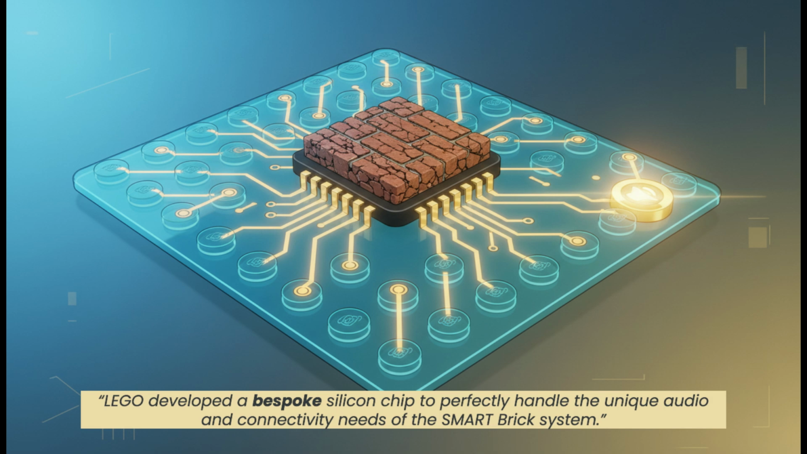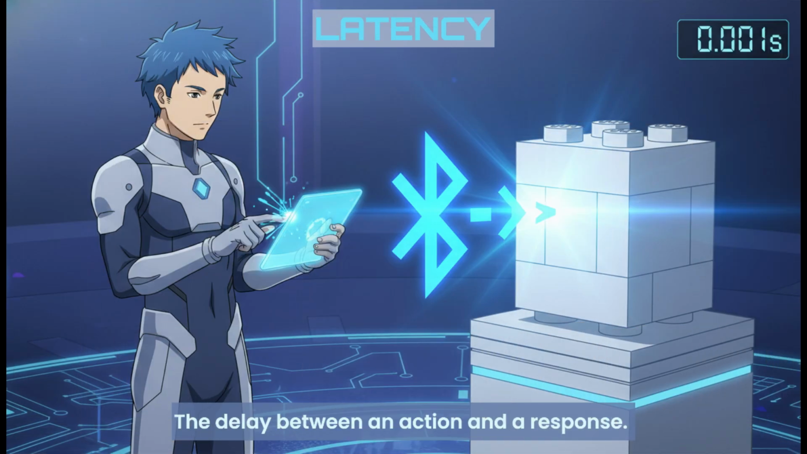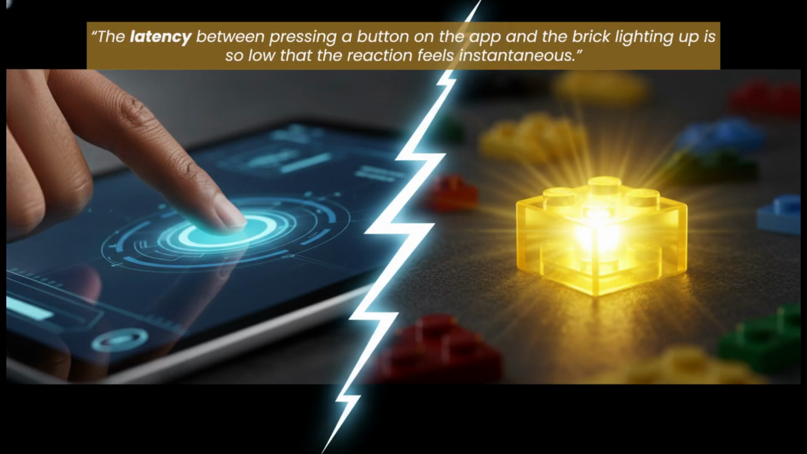Now, for the system to feel magical, it can't be slow. It needs low latency. Latency is the delay between an action and a response. The system uses a Bluetooth-based protocol to share data with low latency for instantaneous reactions. So you get the latency between pressing a button on the app and the brick lighting up is so low that the reaction feels instantaneous.